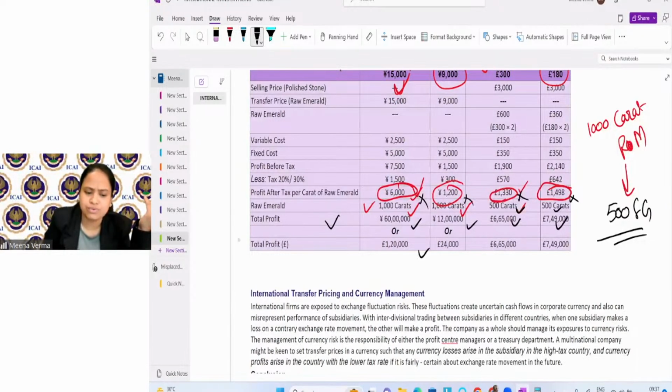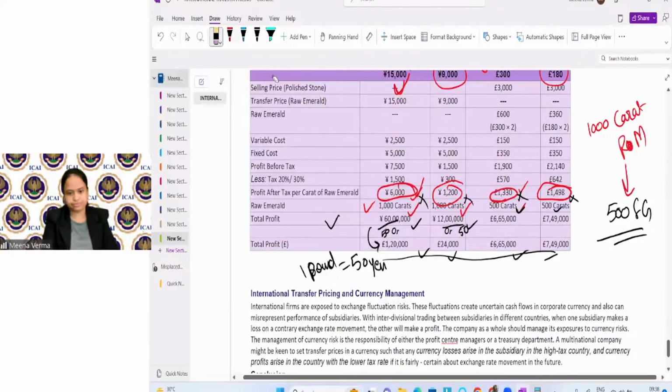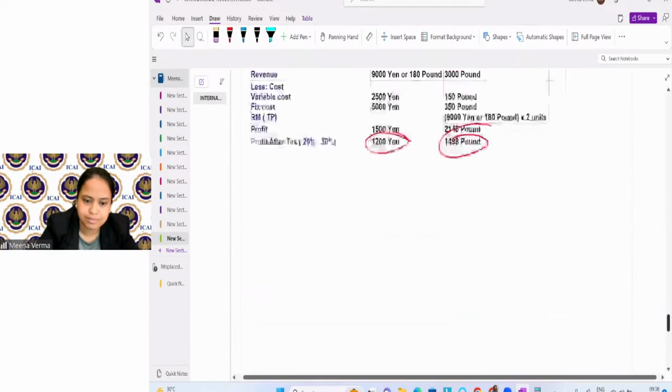And if you want, you can convert it in a currency. Like everything they have calculated in pound. So you know the conversion rate, 1 pound is equal to 50 yen. They have already given you. So just divide this value with 50. You will get the value in pounds. Wherever you have yen, you can convert it into pound. Divide it by 50, you will get it in pound. Simple, right? If you want, I can do it completely.